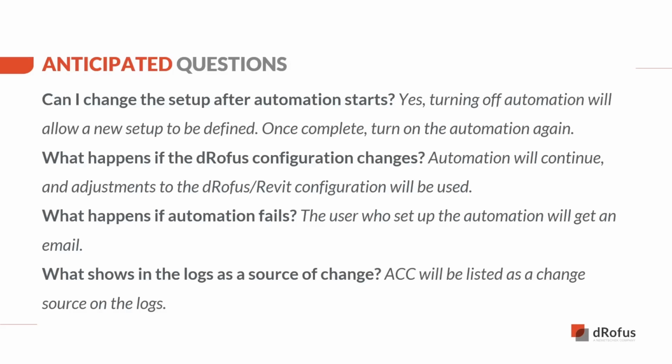If the configuration changes, so someone is in Revit and they've modified that configuration, we'll continue to use that within the ACC integration. What that means is that at any point, a Revit configuration with dRofus can be modified, and we'll pick up that modification when the ACC integration is actually used.